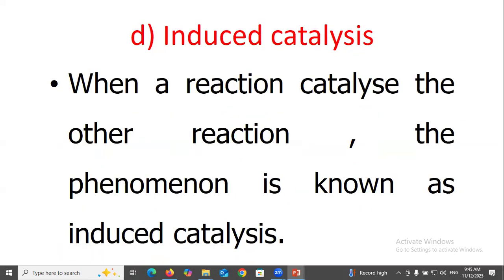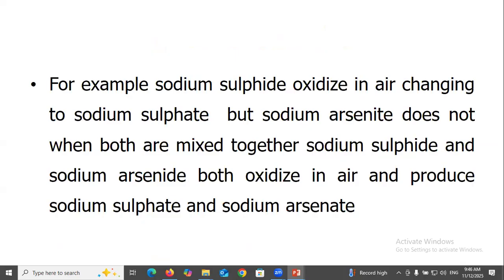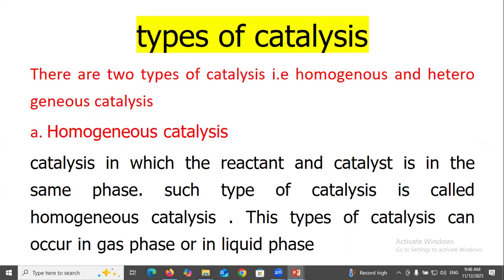Induced catalysis: when one reaction catalyzes another reaction, the phenomenon is known as induced catalysis. For example, sodium sulfite oxidizes in air, changing to sodium sulfate, but sodium arsenite does not. When both are mixed together, sodium sulfite and sodium arsenite both oxidize in air and produce sodium sulfate and sodium arsenate.